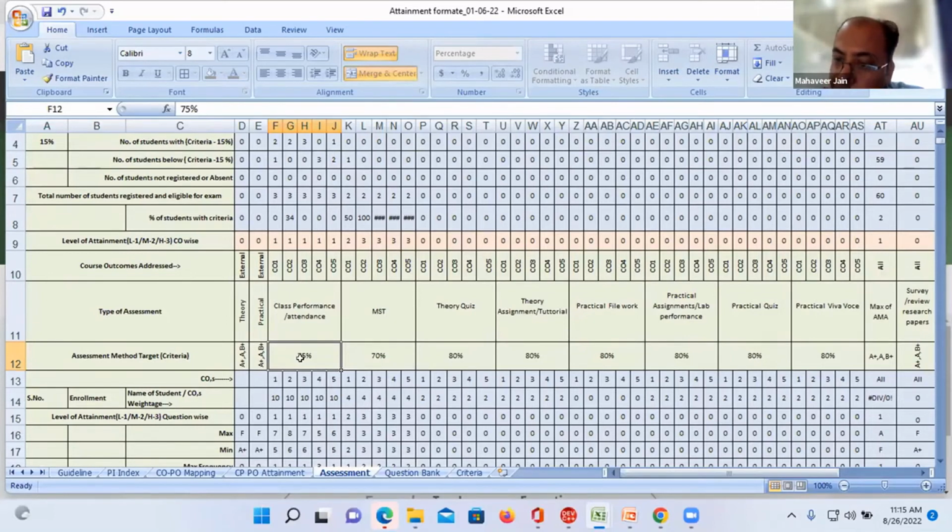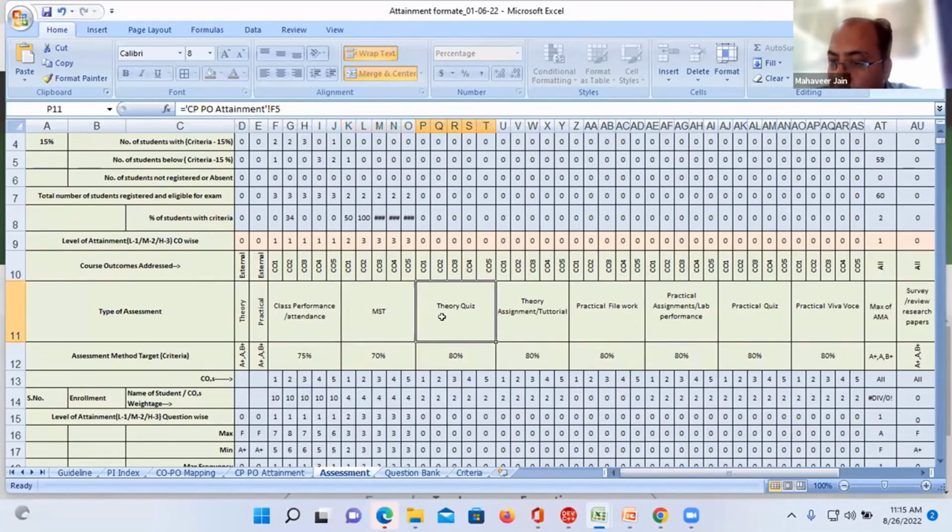So the target can be different for different assessment methods. In case of attendance, it can be 75%, or it can also be given by the university. The university is asking for a minimum 75% attendance of the student. So in that case, my criteria for evaluating class performance or class attendance will be 75%. For the MST, I have decided the target of 70%. So minimum 60% of students would get 70% marks in the MST examination.